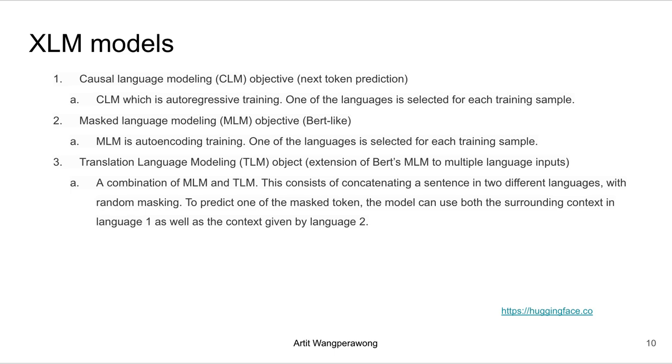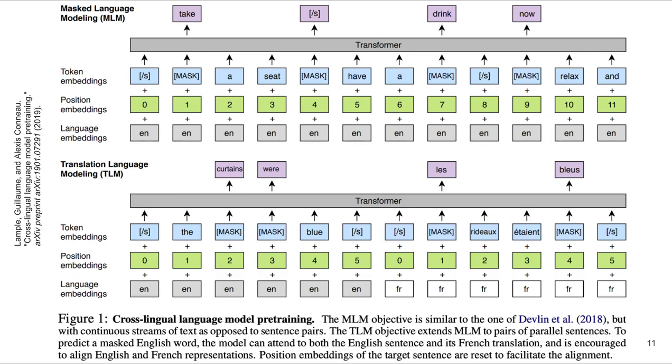So figure 1 of the original XLM paper illustrates those two language model pre-training schemes, MLM and TLM. The top image here is the masked language model, MLM. In this case we have a sentence, or a sentence pair: "Take a seat, have a drink, now relaxed," and so on, multiple sentences that are just concatenated together. Then we have position embeddings, which describe their position in the sequence, and the language embeddings, which in this case is English.